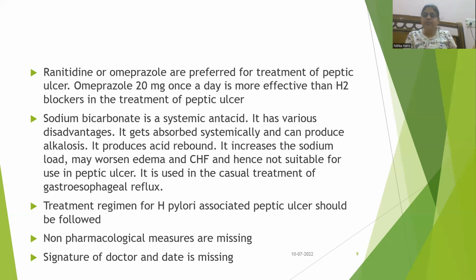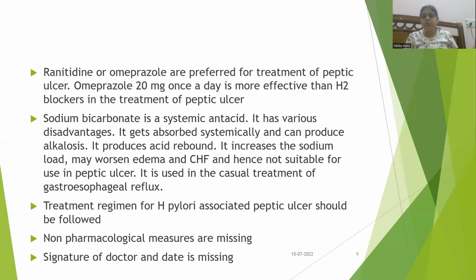Sodium bicarbonate, which is a systemic antacid, has various disadvantages. It gets absorbed systemically and can produce alkalosis. It is a systemic antacid and it will be absorbed systemically and lead to metabolic alkalosis. It also produces acid rebound.